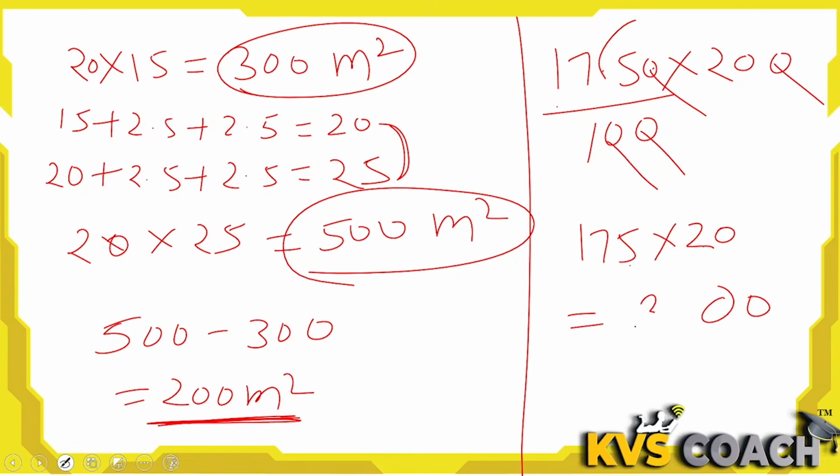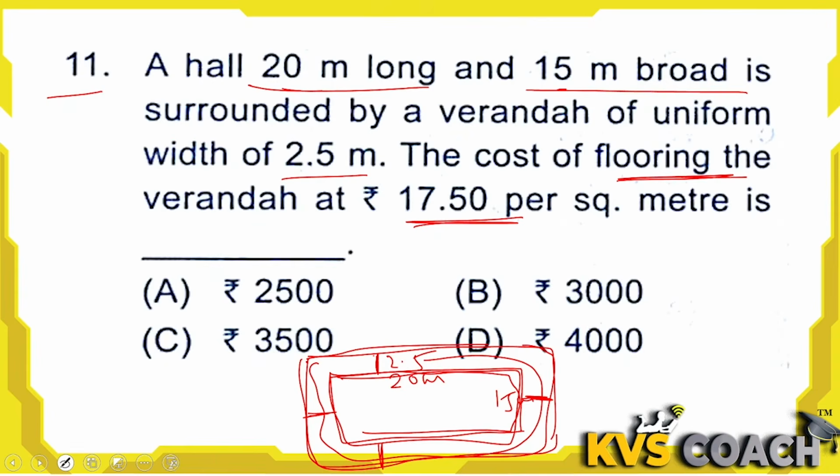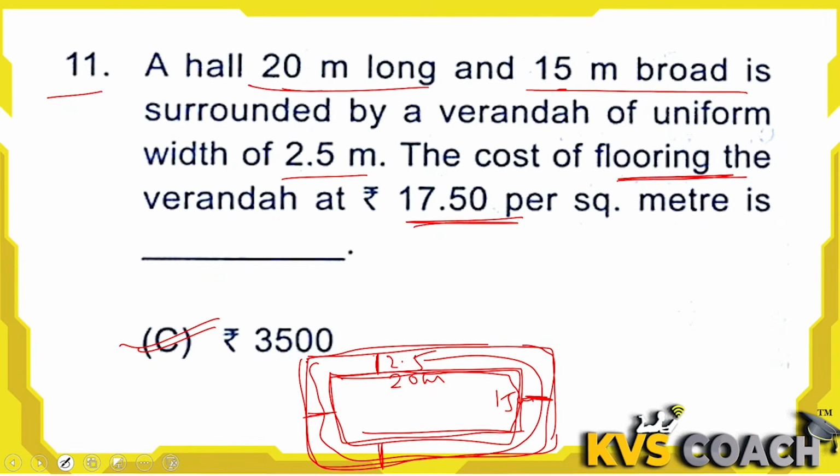175 into 2, that is 35. Okay, 3500 rupees is the right answer here. So it will cost 3500. Option C is the right answer here.